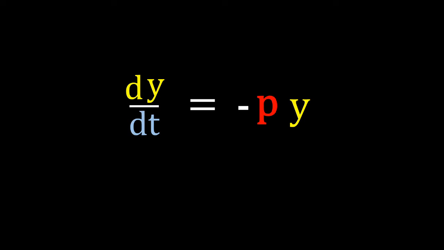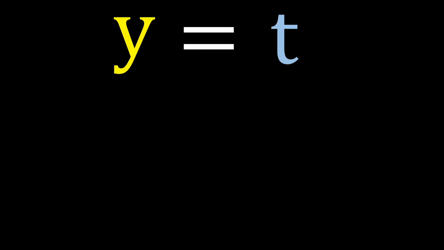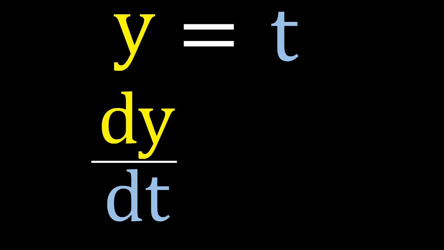So let's start by taking a closer look at the equation dy/dt is equal to negative py. Let's start by examining the left-hand side, which says dy/dt. What does that mean? Well, that means if we have a function of y, which we take the derivative of with respect to t, it's equal to some function. So for example, if we have the equation y is equal to t, then dy/dt is the derivative of t, which is equal to 1.